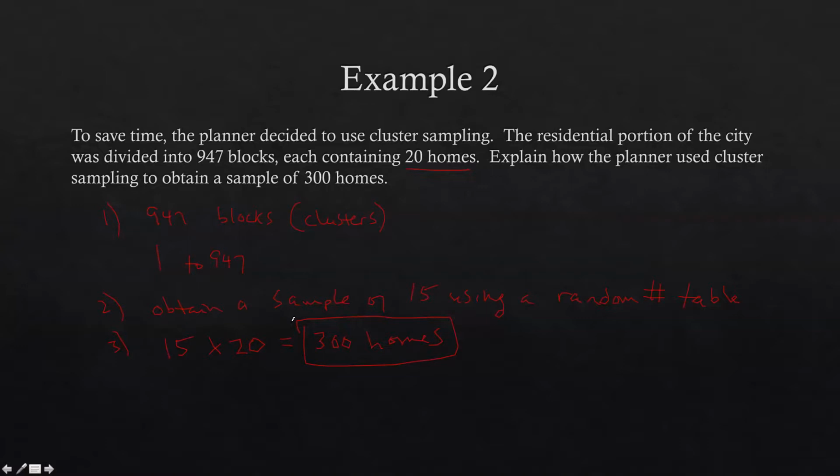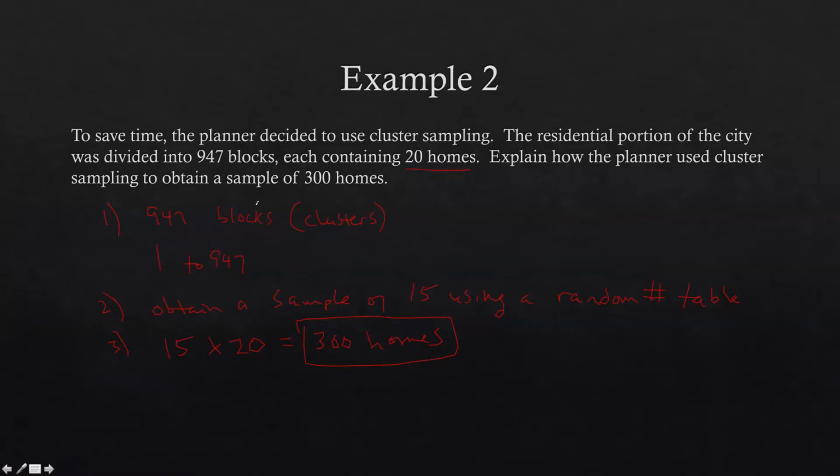This example is in your book, by the way, and this would be a way to save time, because what the planner did is he took the residential portion and divided it up into clusters, which were blocks. Each block contained 20 homes. Now, we sampled 15. How did we determine the sample of 15? Well, if there are 20 homes in a block, 20 times 15 is 300.